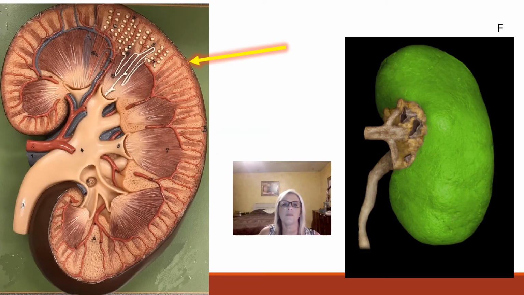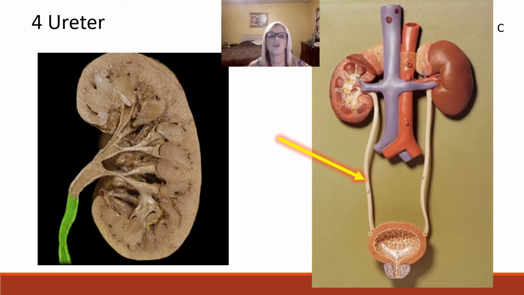And we kind of already mentioned it, but we have the capsule, and that's a tough fibrous outer layer. It looks kind of like a skin, and that's what surrounds the entire kidney. All right, so here we have the ureters, and these are bilateral tubes made of smooth muscle, and they basically just propel urine from the kidneys to the bladder.